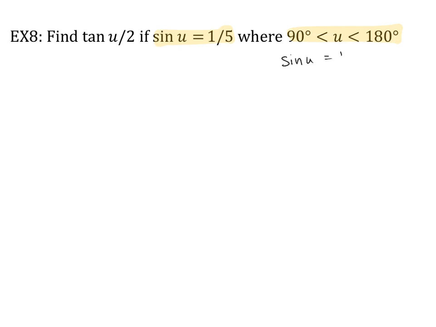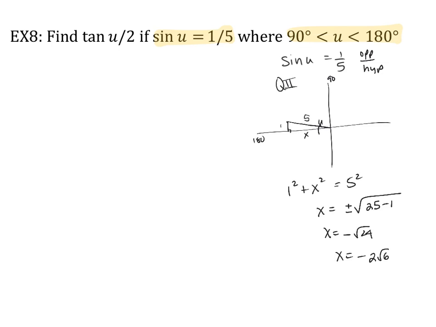Sine of some angle is 1 over 5, and sine is the opposite over the hypotenuse. We're also in the area between 90 and 180, so we're in quadrant 2. My opposite is just a little 1, and my hypotenuse is pretty big, that's 5. And here's my angle u. So I can use the Pythagorean theorem and figure out my x there. Because it's in quadrant 2, we would need our x to have a negative value.